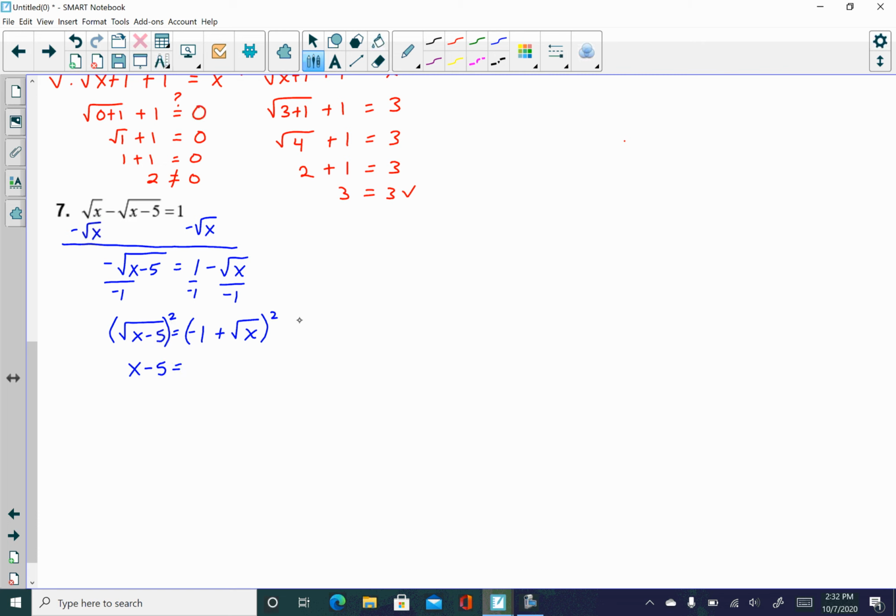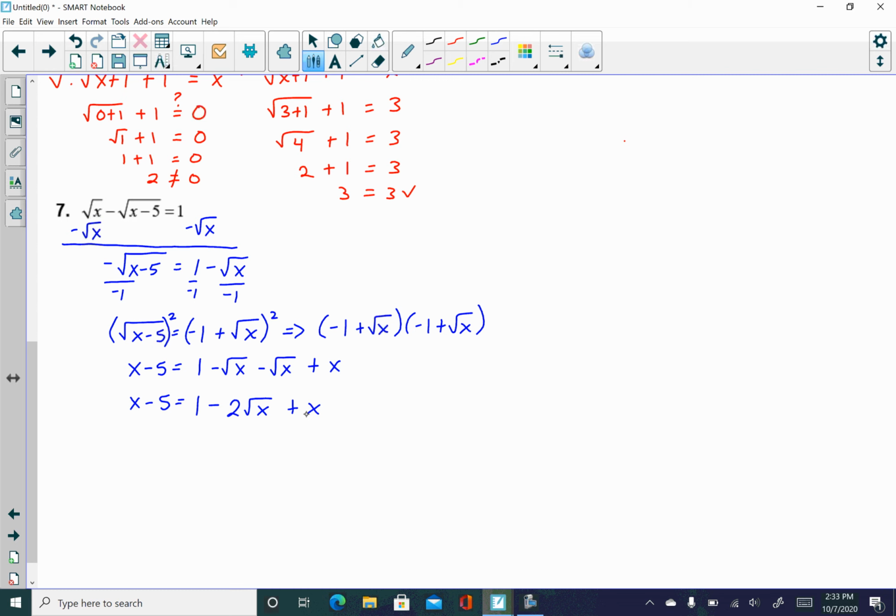over here. On this right-hand side, just like you saw in the last problem, this really means -1 plus the square root of x times -1 plus the square root of x. So we've got to FOIL this. -1 times -1 is +1. Outside, -1 times the square root of x, so minus square root of x. Inside, same thing. Last, square root of x times square root of x just gives you x. All right, let's clean up that right-hand side. So I have now 1 minus 2 square root of x plus x.